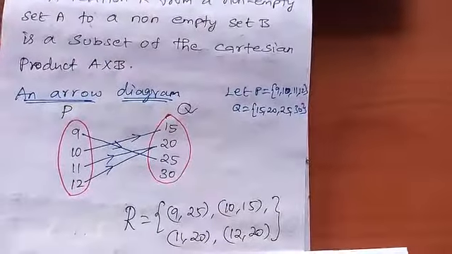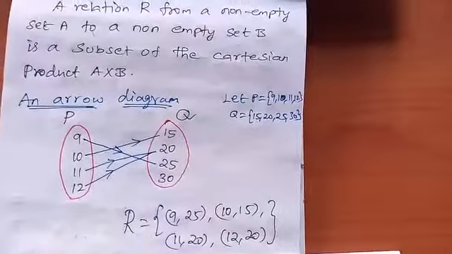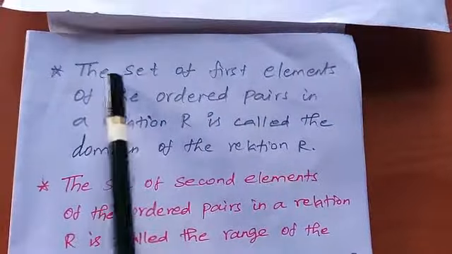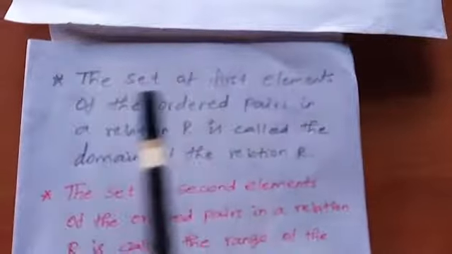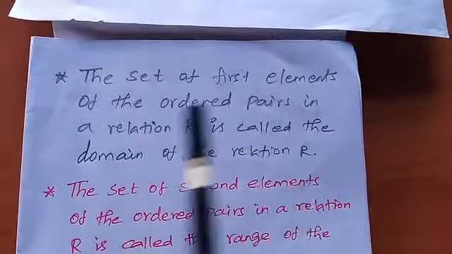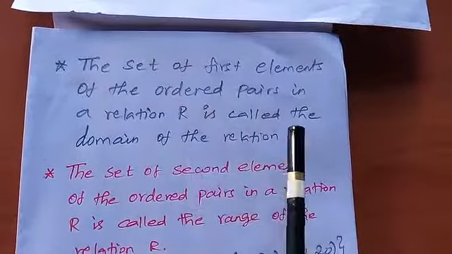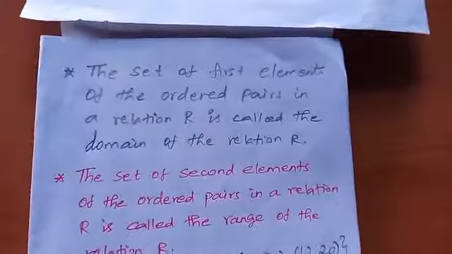A relation from a non-empty set P to a non-empty set Q. So whatever sets you are choosing, they should be non-empty. The set of first elements of the ordered pairs in a relation is called the domain of the relation. What do we say?